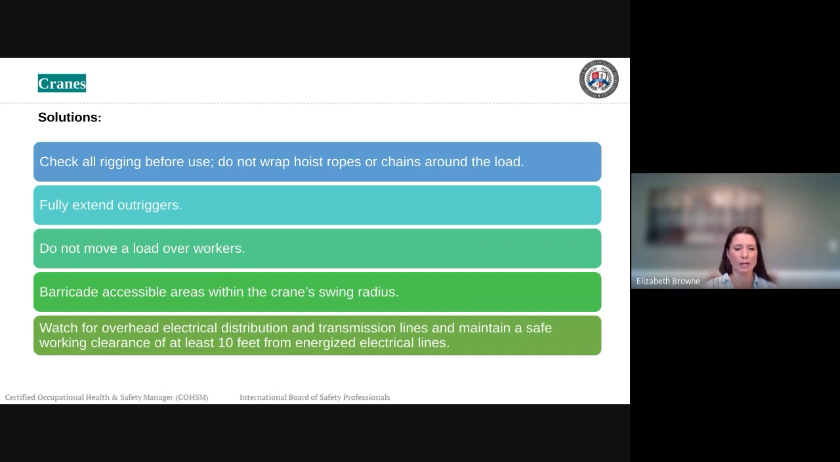And we always want to watch for overhead electrical distribution and transmission lines and maintain a minimum safe working clearance of at least 10 feet. That is, no part of the crane can come within 10 feet of those power lines. And depending on the level of voltage flowing through those distribution and transmission lines, it might even require a greater clearance.